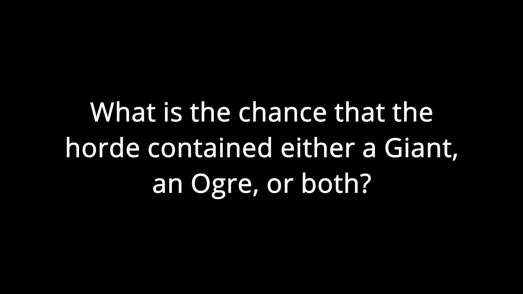In today's lesson, we'll be looking at the rules of probability. As the party of adventurers ran from the group of monsters, they realized that there was a 60% chance the monsters contained a giant, 70% chance that the monsters contained an ogre, and a 40% chance that the horde contained both. What was the chance that the horde contained either a giant, an ogre, or both?